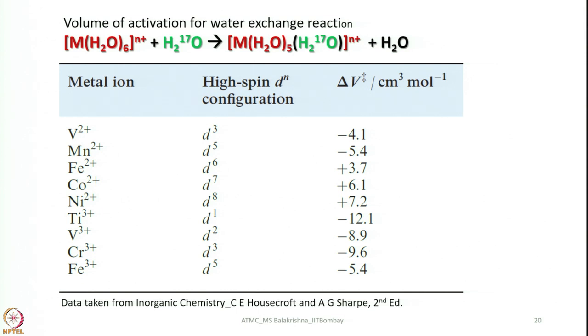For M3 plus ions, given in the last four entries, the volume data suggest an associative mechanism. The data indicate that 4d and 5d metals prefer an associative mechanism, which is consistent with the large size of the metal ions, which can easily accommodate the entering ligand before the leaving group departs from the metal center.